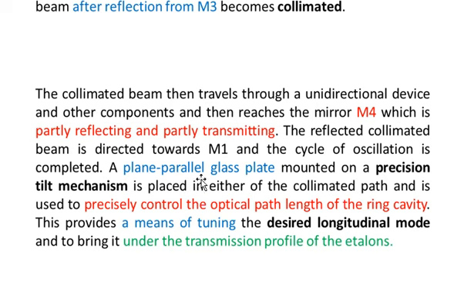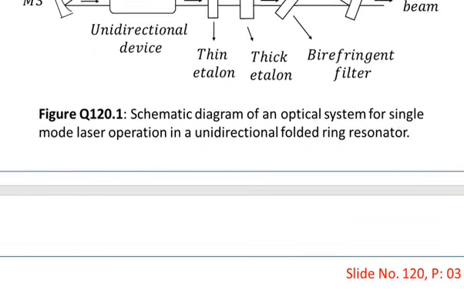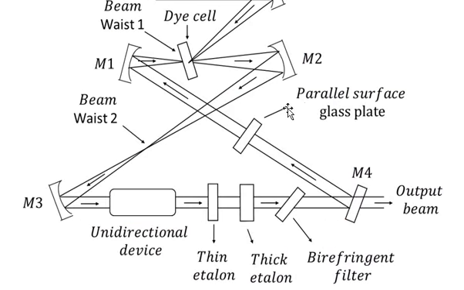A plane parallel glass plate mounted on a precision tilt mechanism is placed in either of the collimated paths and is used to precisely control the optical path length of the ring cavity. So let me show you this parallel glass plate. You can notice that this is the parallel glass plate that has been placed in the path of a collimated beam lying between the mirror M4 and mirror M1.